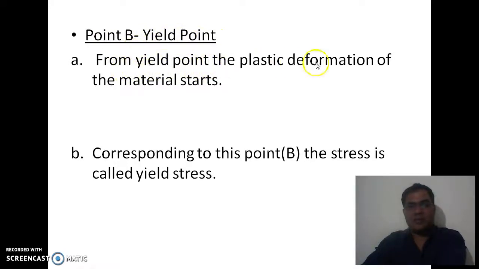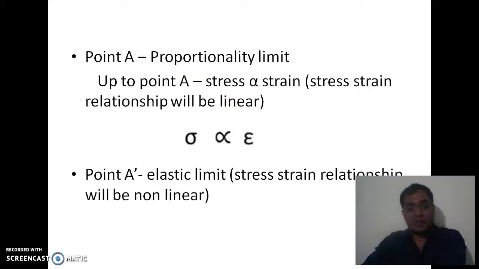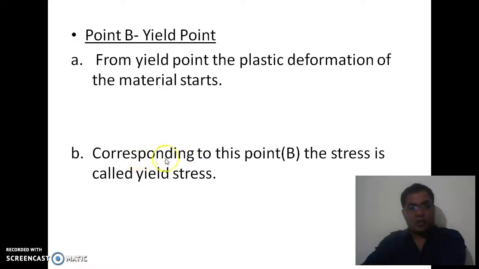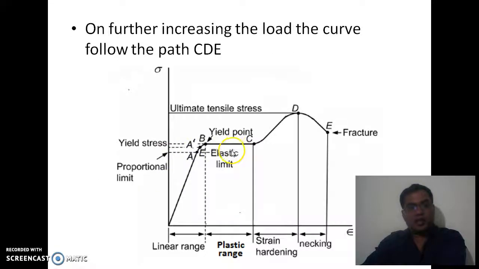From the yield point, the plastic deformation of the material starts up to C, as I have explained from the diagram. In the diagram, from B to C it is the plastic range, and point B is the yield point, and corresponding to this point B, the stress is called the yield stress. On further increase of the load, the curve follows the path CDE. As I explained earlier, D is the point where the ultimate stress comes, that is sigma U, and this range is known as the strain hardening range. And on further increase of the load, the graph falls up to point E, where the first crack comes, and this point is known as the fracture point, and this range is known as necking.